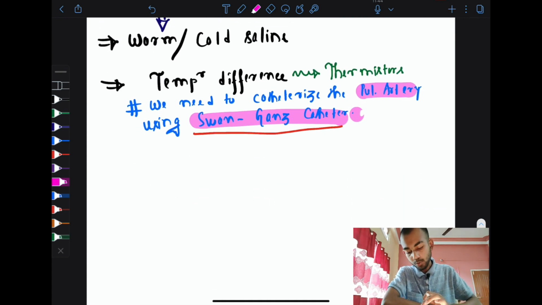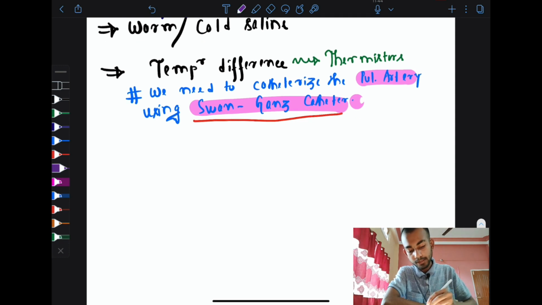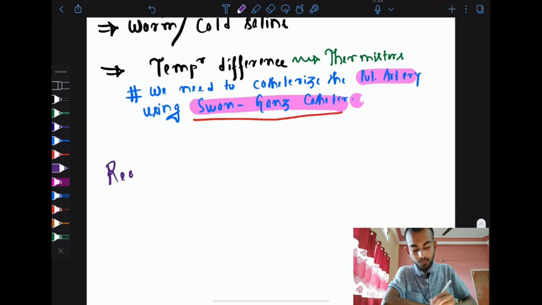Now let us talk about the regulation of cardiac output.